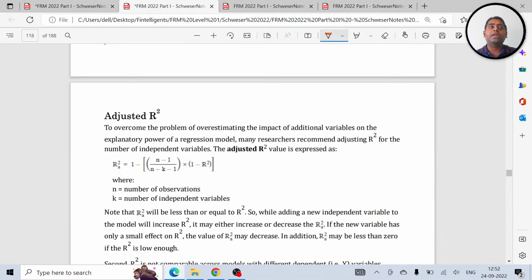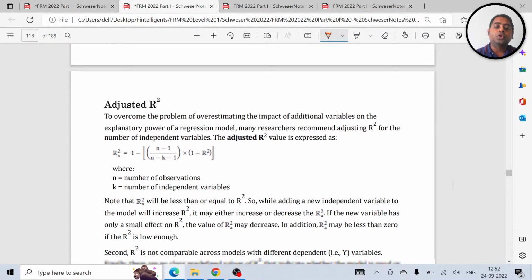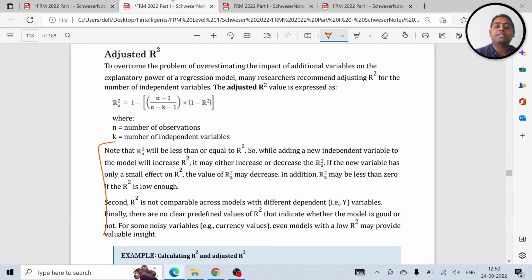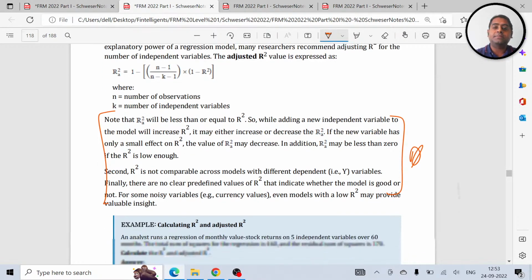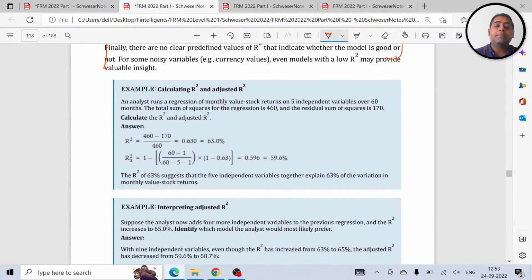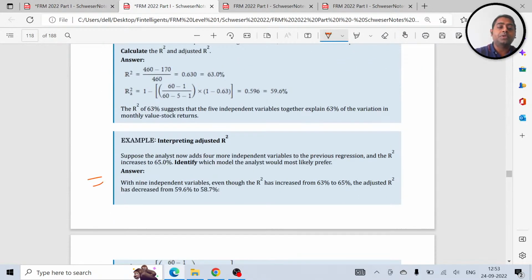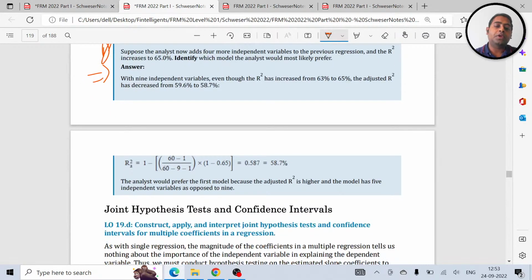Adjusted R square, I don't expect the formula being tested in the exam, but you should know why we are using adjusted R square. That part is important. And they might ask you this question. They might give you numbers and ask which model to choose. Okay, that can come in the exam. So please make sure that you are okay with that part.